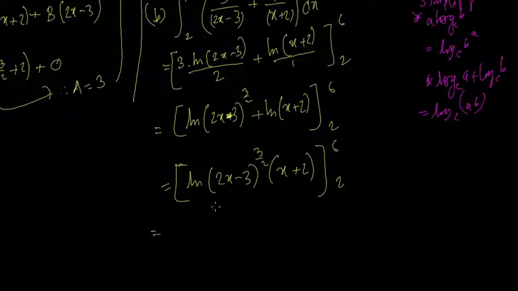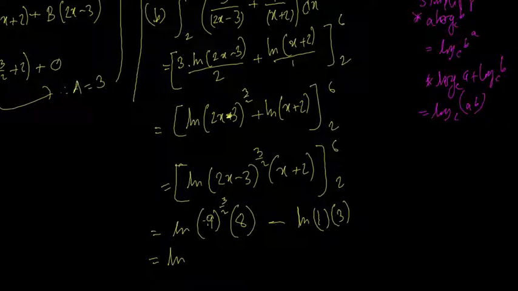So by putting the limit 6 here, we can write ln 2 into 6 is 12, 12 minus 3 is 9, 9 to the power 3 by 2, and x plus 2 is 6 plus 2, which is 8, minus, now we can put 2, ln 2 times 2 is 4, 4 minus 3 is 1, 1 to the power 3 by 2 is also 1, and 2 plus 2 is 4, so this is 1 into 4. So now we can write ln 9 to the power 3 by 2. 9 means 3 squared, to the power 3 by 2 means this 2 and this 2 cancel, and we have 27 times 8, minus ln 4.